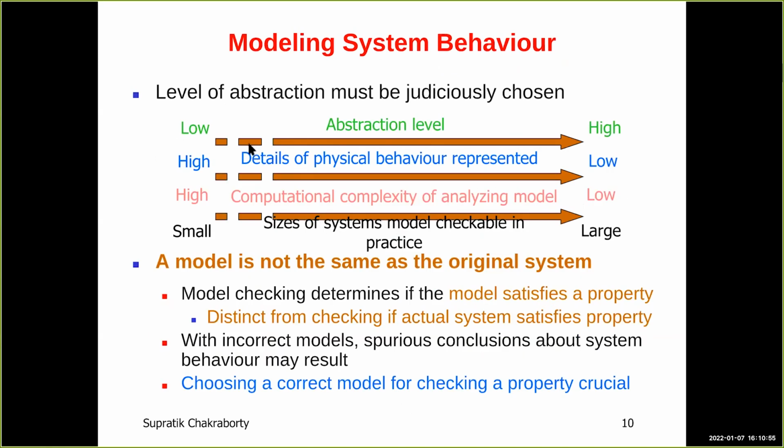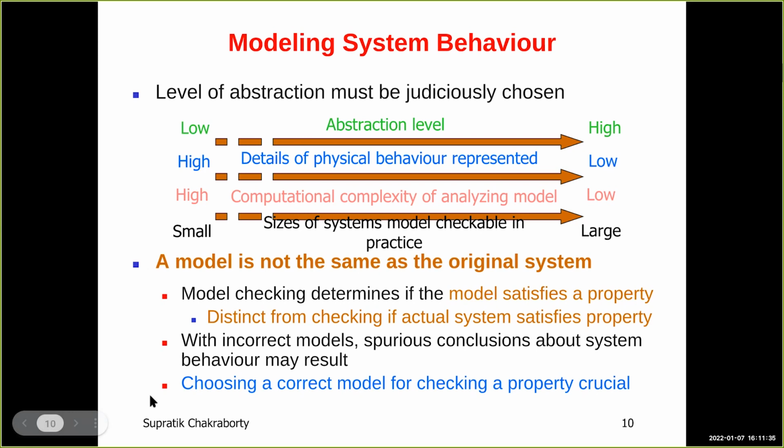And how does it affect? Modeling at a very low level means you have a lot of details of the physical behavior, but then you're going to pay a price in terms of how computationally difficult it is going to be to analyze the model. Whereas as you go to higher levels of abstraction, you are losing details of the physical behavior, you're keeping more and more abstract behavior, and it becomes easier to analyze the system. Needless to say, this means that you can analyze larger systems, whereas this can only be done for smaller systems.